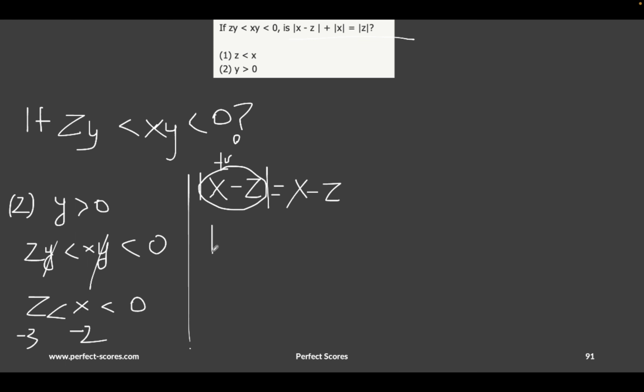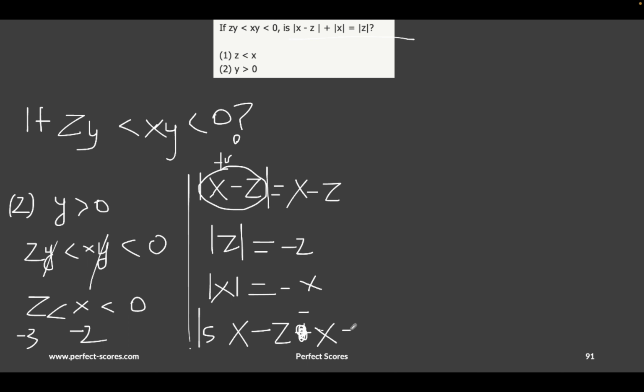And what happens to the absolute value of z? Well, z is a negative number, so that comes out as negative z. Similarly, the absolute value of x comes out as negative x. And if I plug them back into this expression, the question is asking us, is the absolute value of x minus z, which is x minus z itself, plus the absolute value of x, which turns out to be negative x, equal to the absolute value of z, which turns out to be negative z?